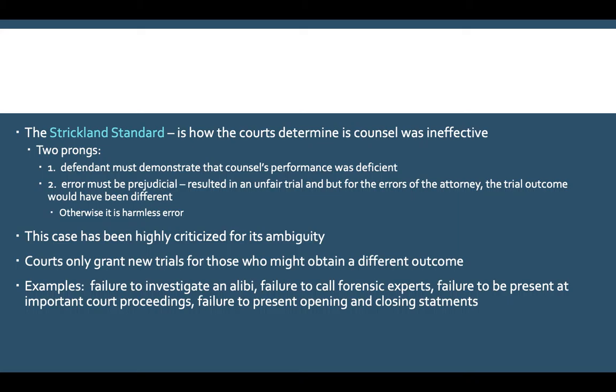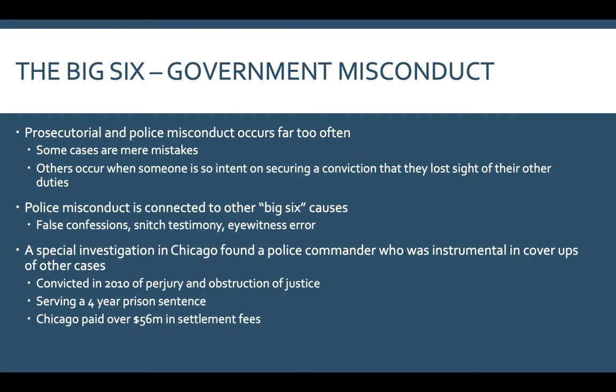Examples of this could include failure to investigate an alibi, failure to be present at important court hearings, and government misconduct. So sometimes the prosecutors and police engage in misconduct. Sometimes it's a mistake. Sometimes the person is so intent on securing a conviction they lose sight of other duties. And this is connected back to those other big six causes.